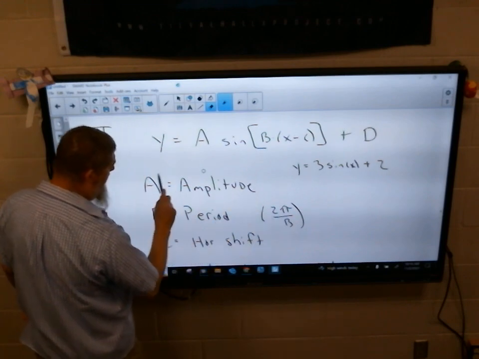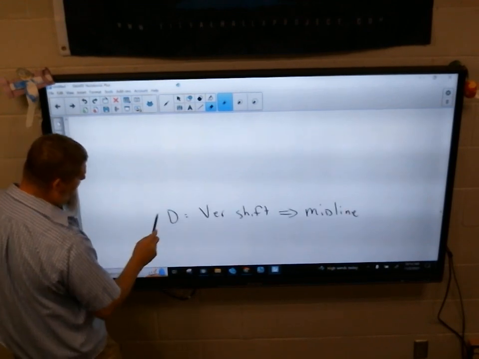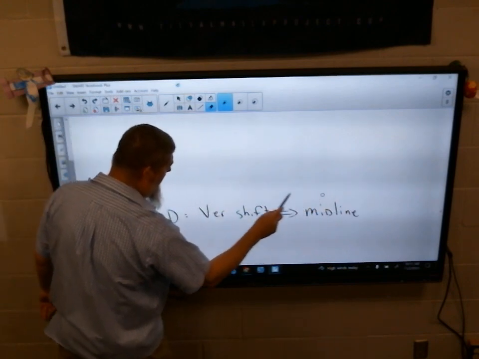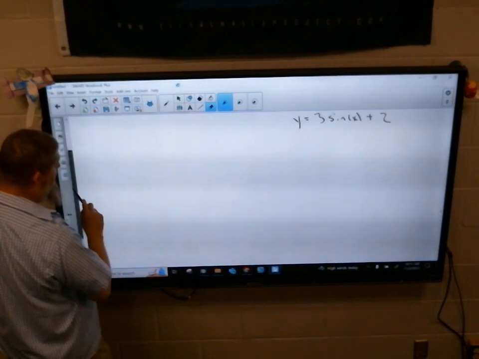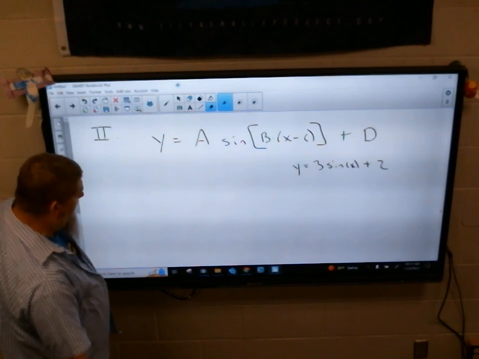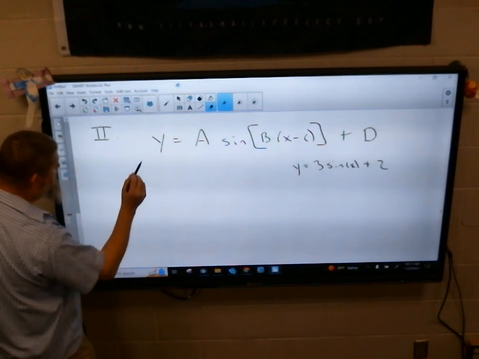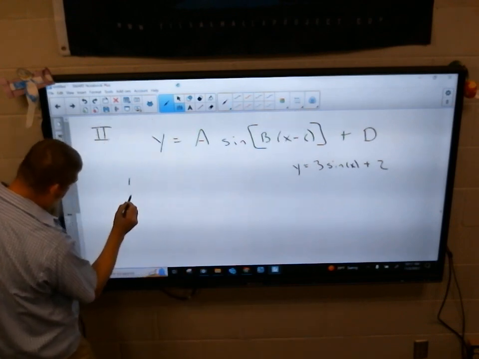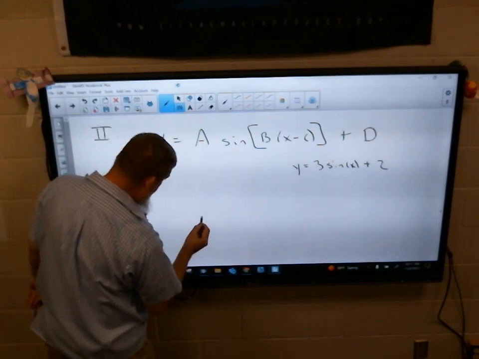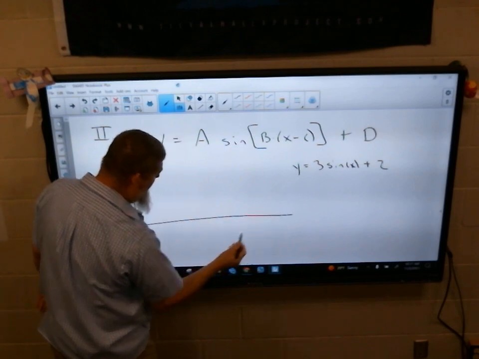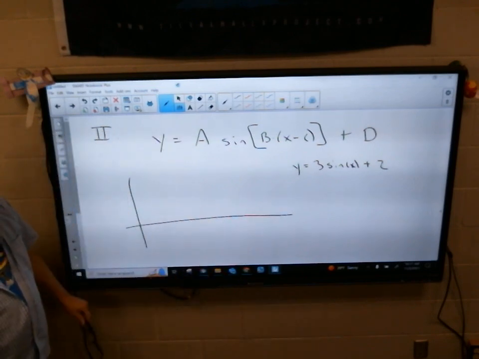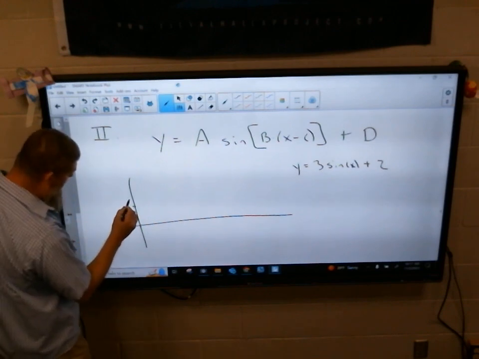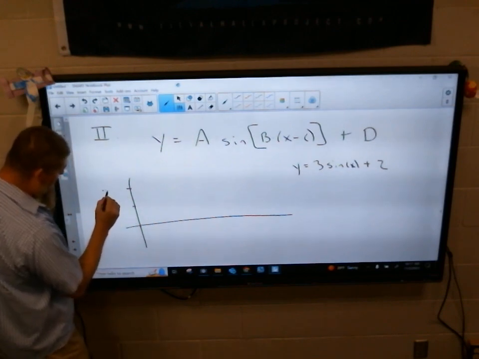It's the same period. The period hasn't changed. It doesn't change horizontally. All I'm going to do is shift the midline and the amplitude. Okay? So if I have my graph, there's my x-intercept, but it shifted up 2 units, right? So my midline is now going to be up here.